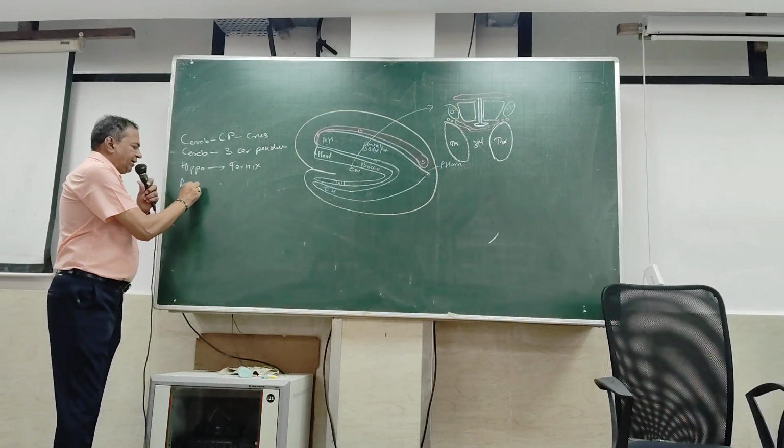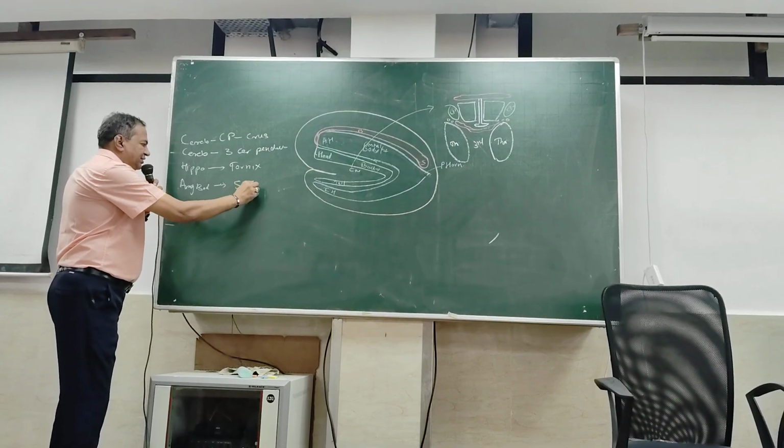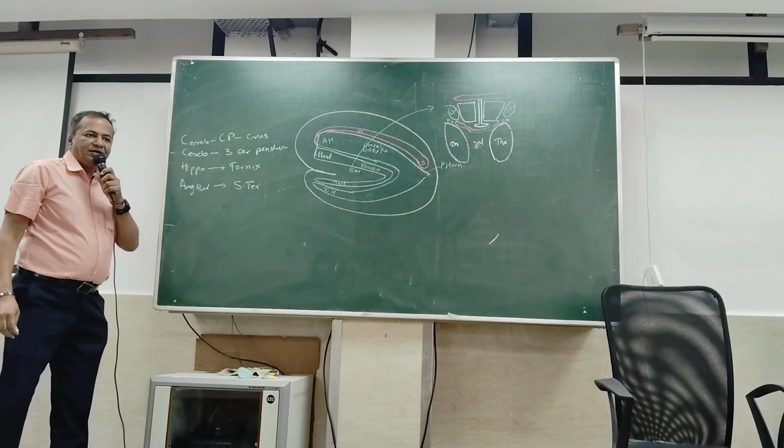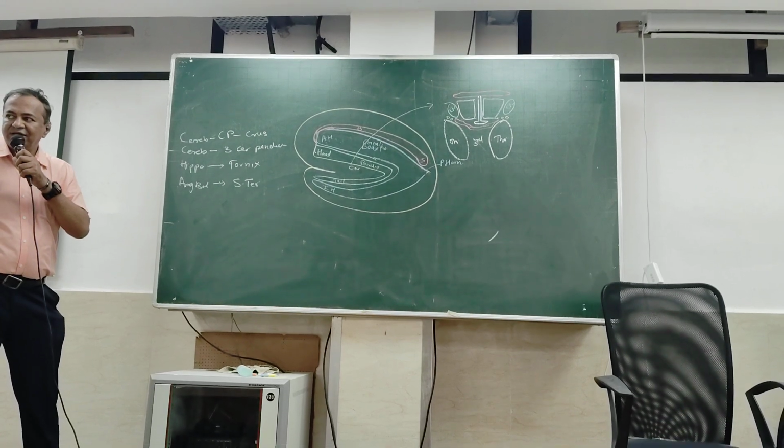Amygdaloid body, its fibers pass via stria terminalis. Stria terminalis. Amygdaloid body.